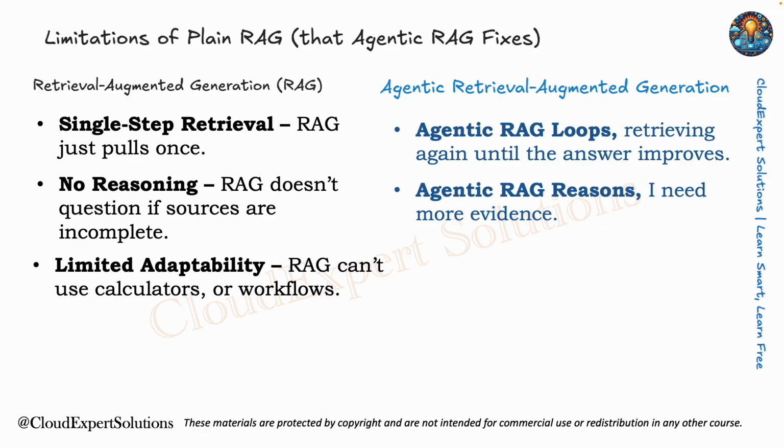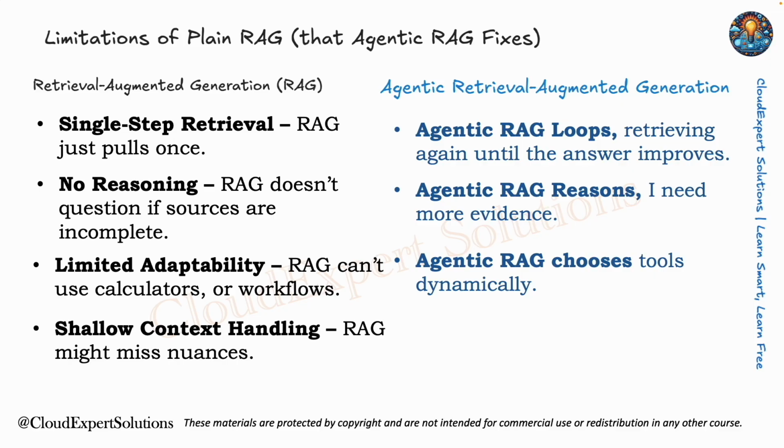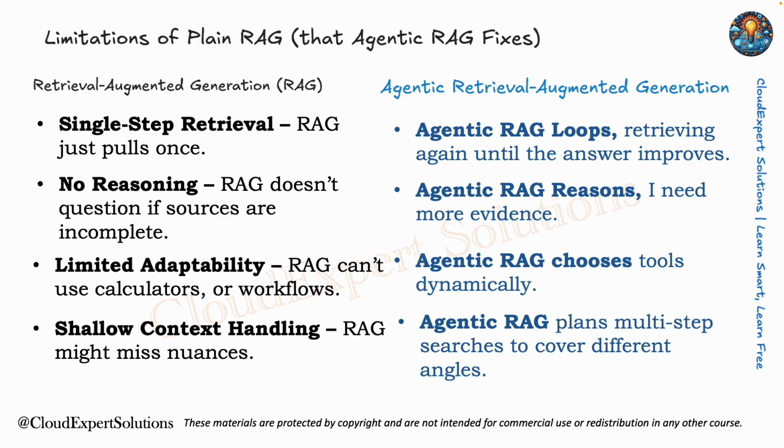Traditional RAG has limited adaptability. That means RAG cannot use calculations, APIs or workflows. On the other hand, agentic RAG chooses tools dynamically. Traditional RAG is shallow in context handling. That means RAG might miss nuances in complex queries, while agentic RAG plans multi-step searches to cover different angles. So in short, RAG is like a search engine with a voice, while agentic RAG is a junior researcher who thinks and acts on the facts.